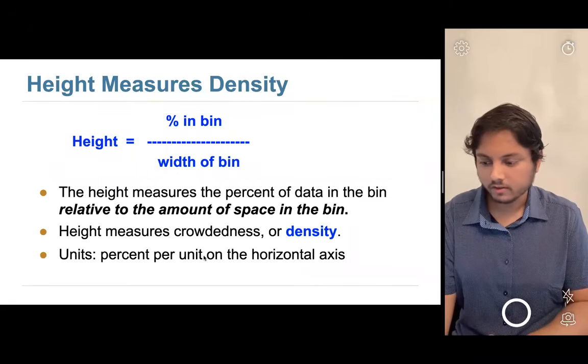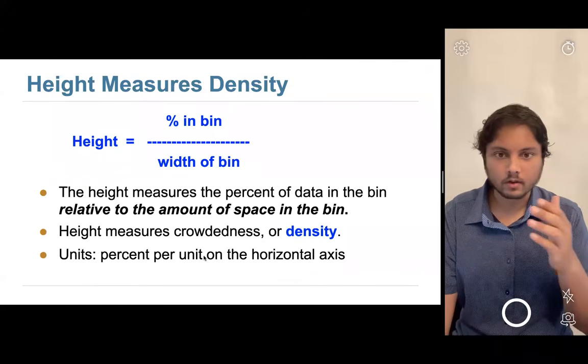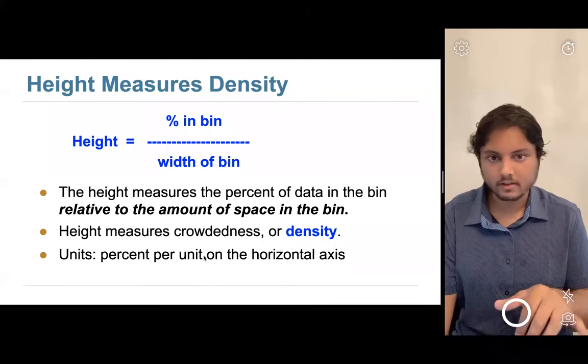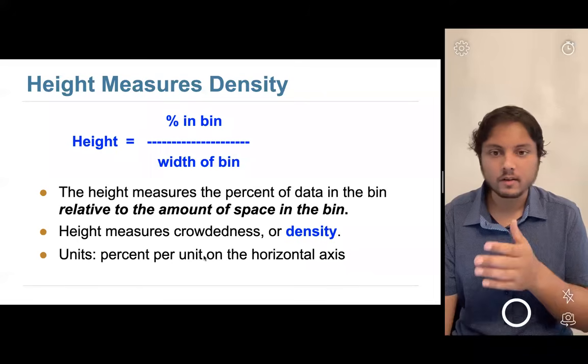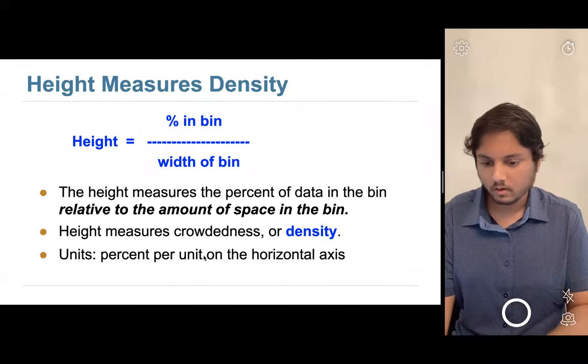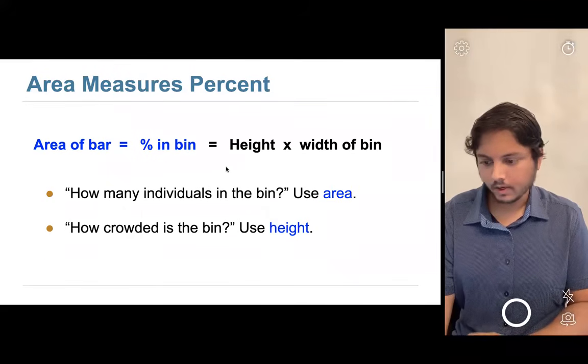In general, for histograms, you're always going to see that the units are percent per unit on the horizontal axis. So whatever you have on the horizontal axis, in this case years, the height is going to be percent per year. This is just always going to be the case. And again, this is showing that same kind of math of how these are all related.